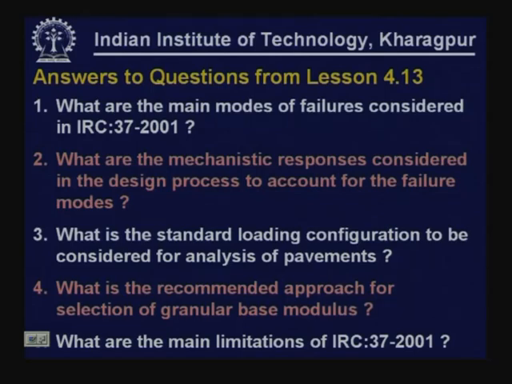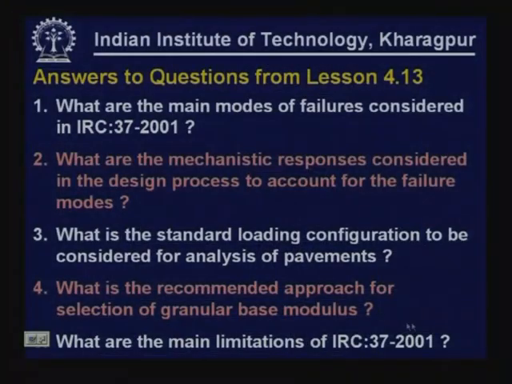What is the standard loading configuration to be considered for analysis of pavements? We have to apply standard axle load, that is 80 kilonewton load at 0.56 MPa tire pressure, circular contact areas, but we normally consider only one set of dual wheels. So 20 kilonewton with center to center spacing of 310 millimeters, 0.56 MPa, and then circular contact area.